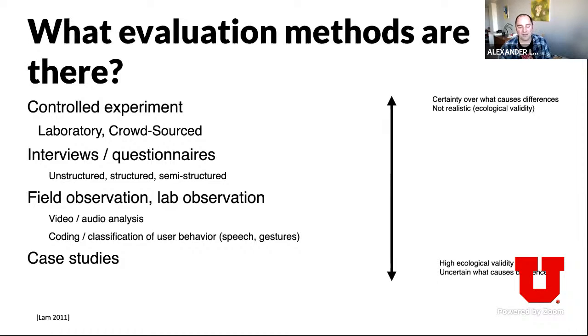And that is, of course, much closer to an actual scenario, and so you get higher ecological validity. But you might have a much more complicated system. You might not have isolated factors. You might not be able to do comparisons even here, and so it reduces this certainty over what causes the differences. I can say that my solution is satisfactory, but I can't say it's better than something else, and that's especially true for case studies.